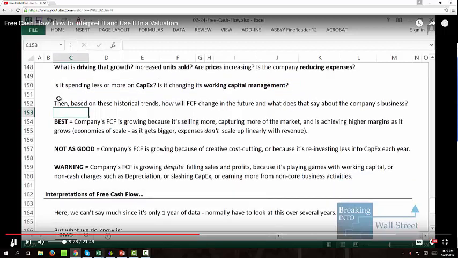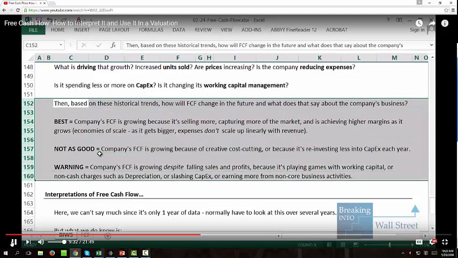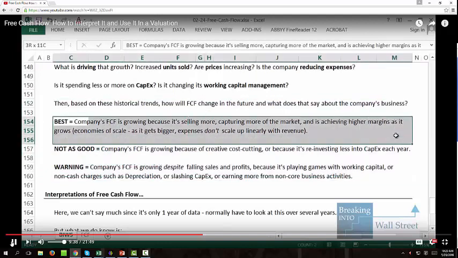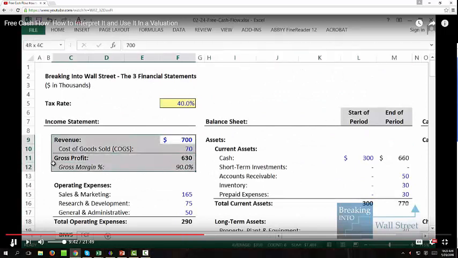And then based on those trends, it's your job as an analyst to figure out how free cash flow may change in the future and what it says about the company's business. Now, the best case scenario here is that a company's free cash flow is growing because it's selling more. So going up to our example here, this is 700,000 revenue. So if this is going to increase to 800,000, and that's because we've actually sold, say, 1,200 copies of our courses instead of 1,000 copies of the courses, well, that's a positive sign because it means that we're selling more.